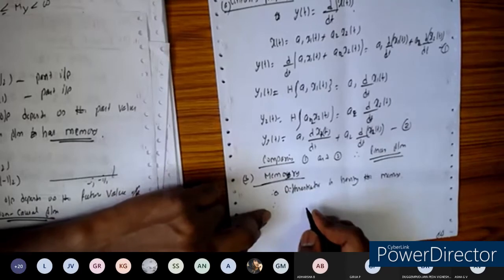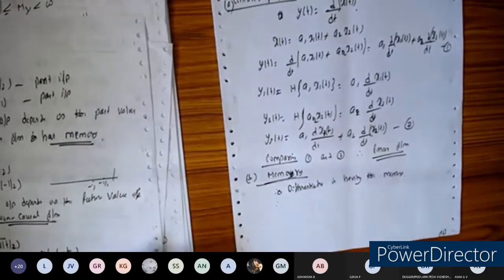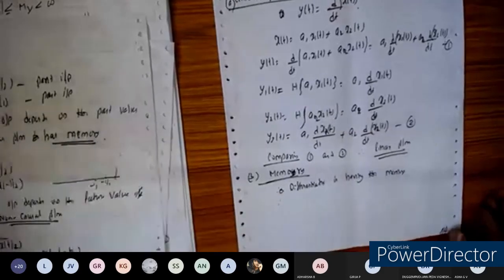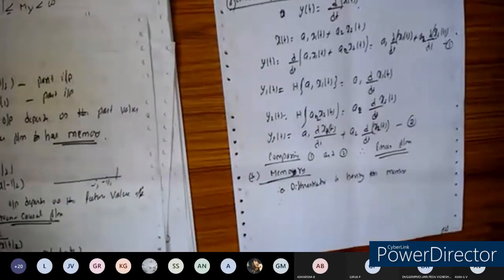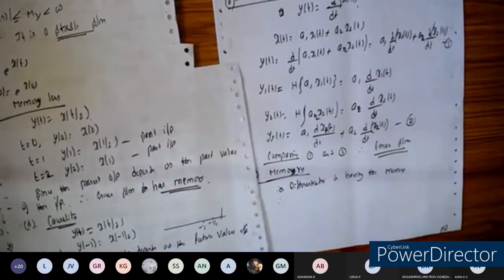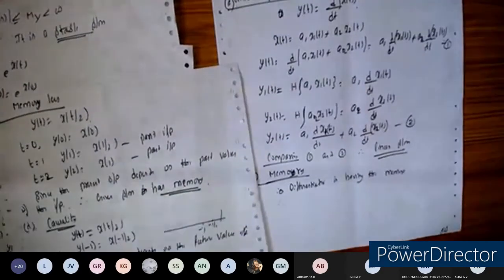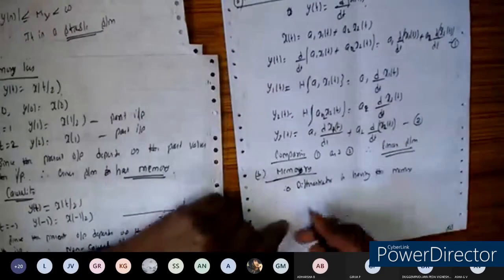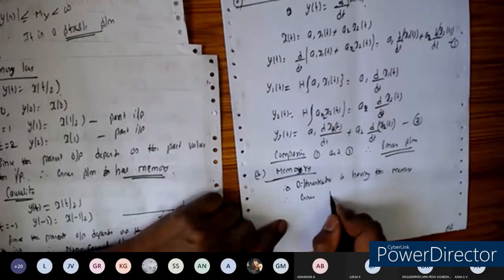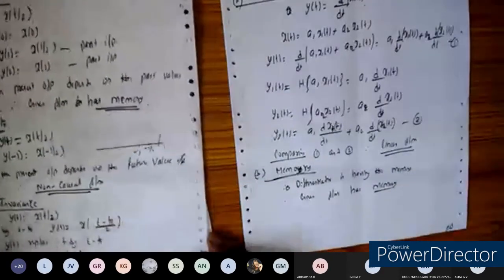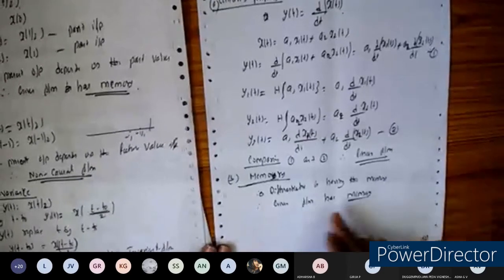Therefore, the given system has memory. All differentiators have memory, so the capacitor is an example of the differentiator, because it is going to store the energy from the past time, infinity, to the present value. So it has memory here.